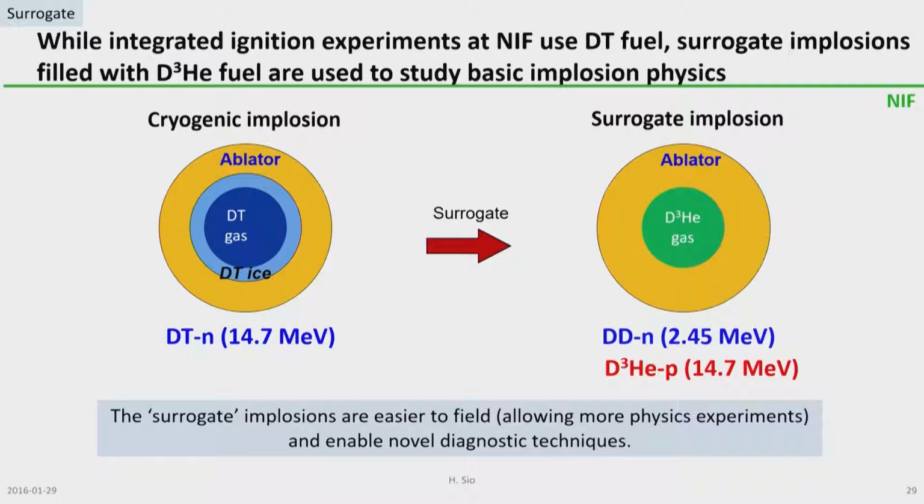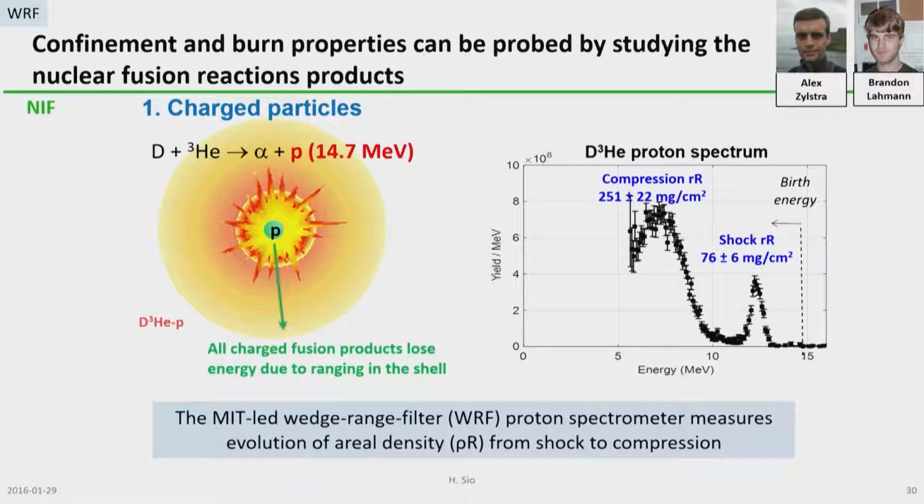And so instead of this relatively complicated target, the surrogate implosion that we'll focus a lot on is just a simple ablator filled with D-helium-3 gas. And because of the D-helium-3 gas, we also have these standard charged particles and neutrons that allow us to make a lot of novel diagnostic measurements. For example, you can actually use these nuclear fusion products to study confinement and burn properties.